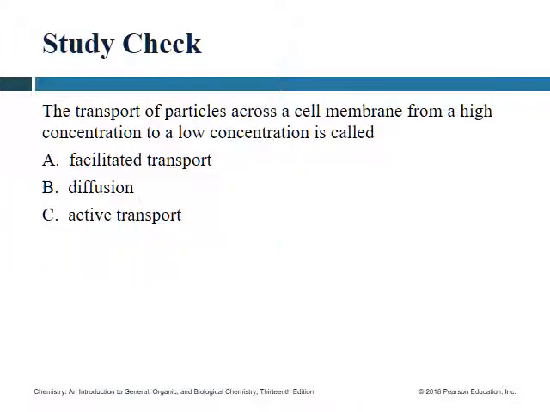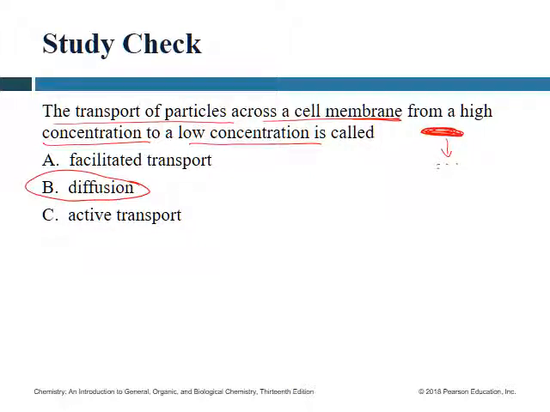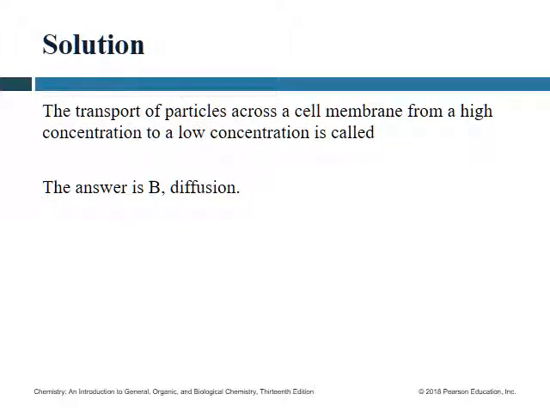Let's try to do this problem with the concept that we just discussed. The transport of a particle across a cell membrane from high concentration to low concentration. So this means the particle is going from high concentration to lower concentration, right? So this is simple diffusion, because this is the way a particle normally moves from higher concentration to lower concentration, right? The answer is diffusion.